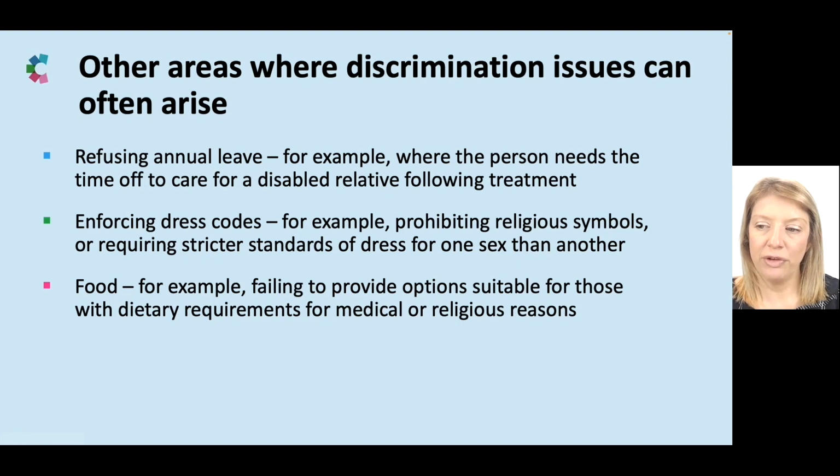Discrimination can be subtle, for example refusing annual leave where that person needs time off to care for a disabled relative following treatment. When looking at other areas where discrimination can arise, there is a mountain of case law on dress code and uniform requirements. Claims may arise when an employer prohibits religious symbols or requires a stricter dress code for one sex or another. Ultimately, it is open to employers to specify a dress code so long as it is reasonably justifiable and requests for variation are given due consideration. Brand reputation and operating environments are likely to be considered.